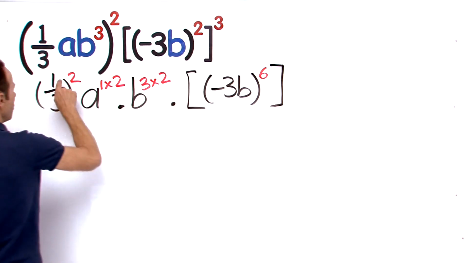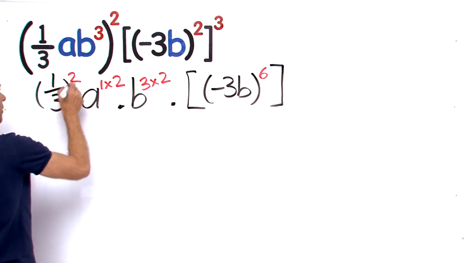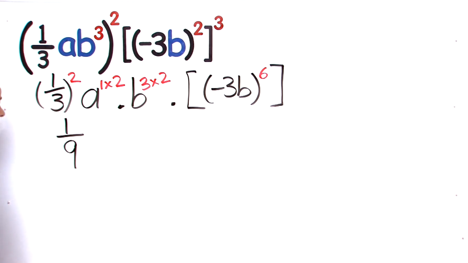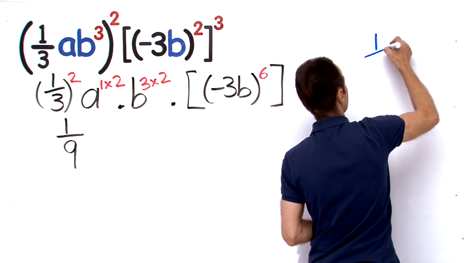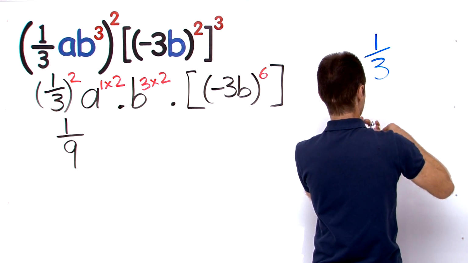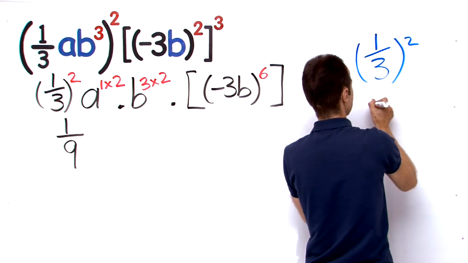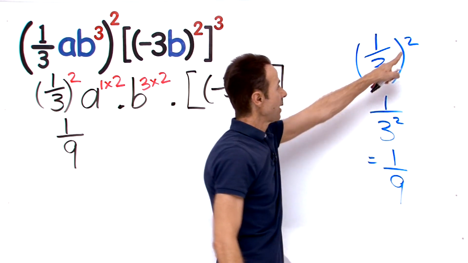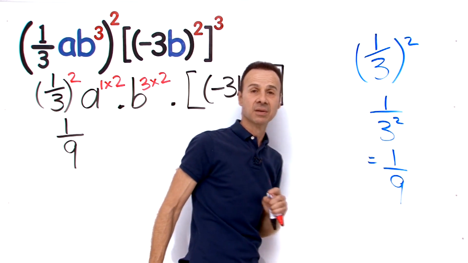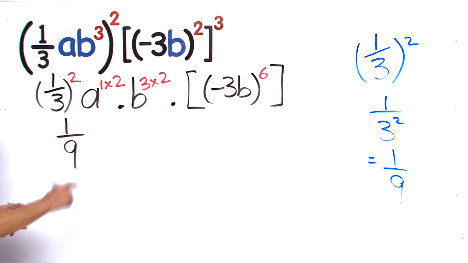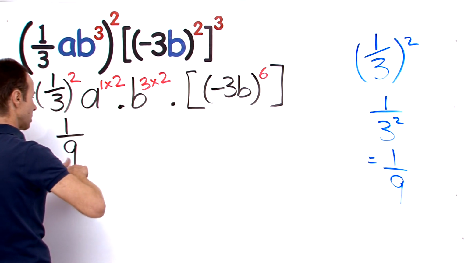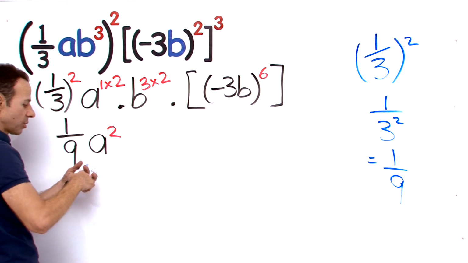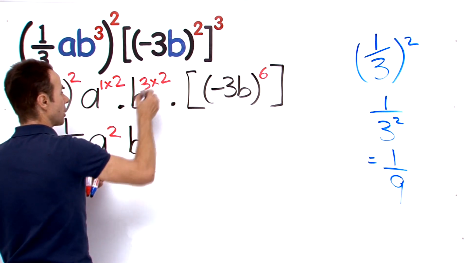Okay, let's further simplify here. 1/3 all squared is the same as 1/3 squared, which is 1/9. So we've got 1/9. Then we've got A to the power of 1 times 2, which is 2, and B, 3 times 2, that's 6.